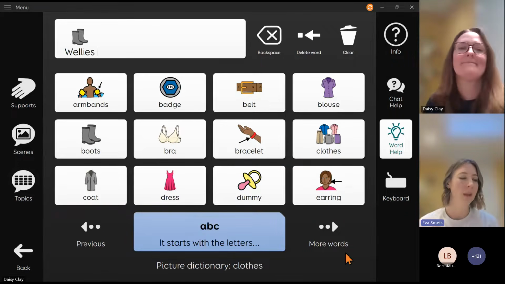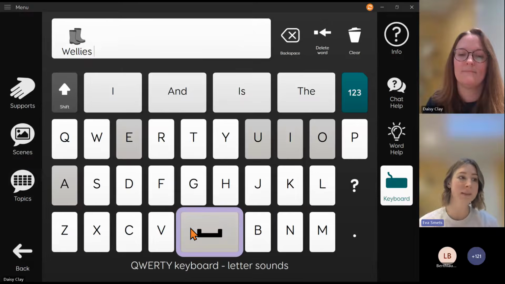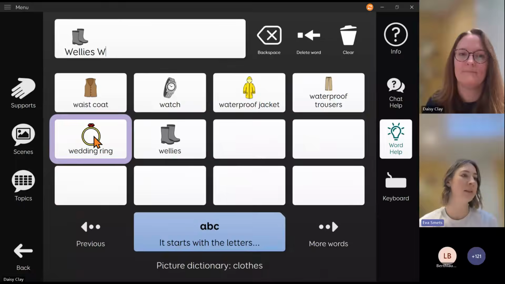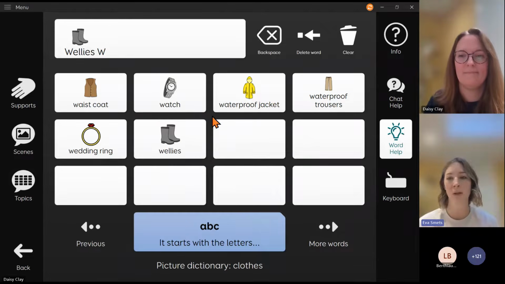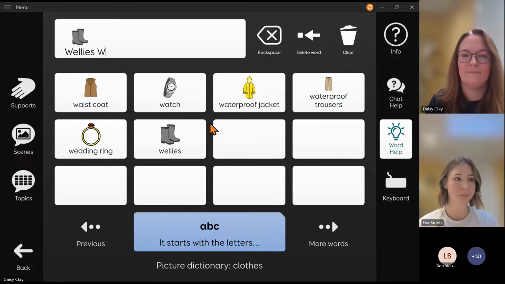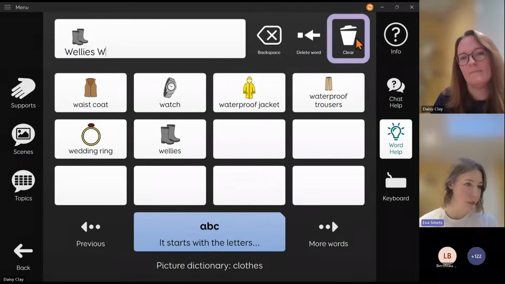Wellies. And if you did have some knowledge of the first letter or letters, you go to it starts with the letters, and it takes you to your default keyboard. And as you can see, Daisy selected W, so it's narrowing down the word list, so it's only words that start with W. So that's Word Help, which is useful for your category knowledge.